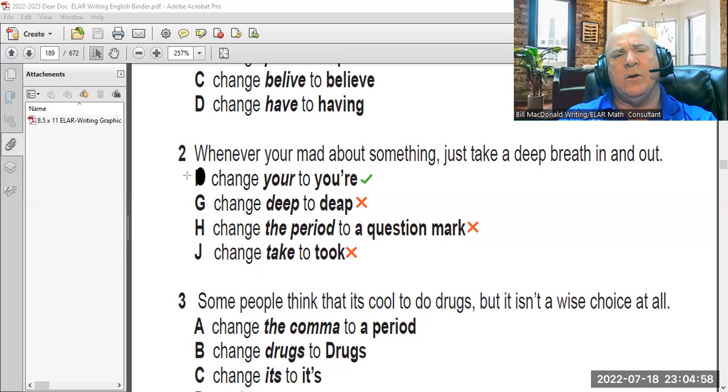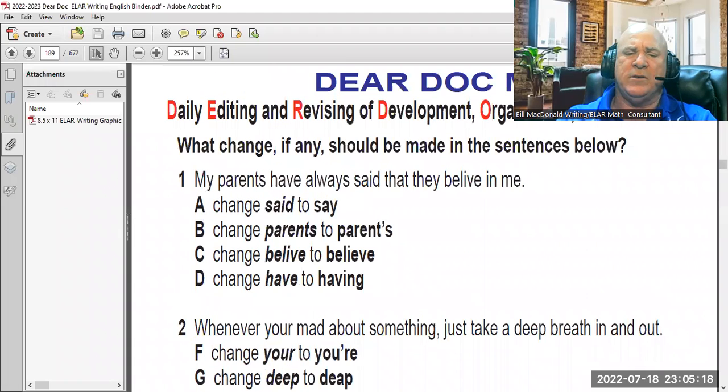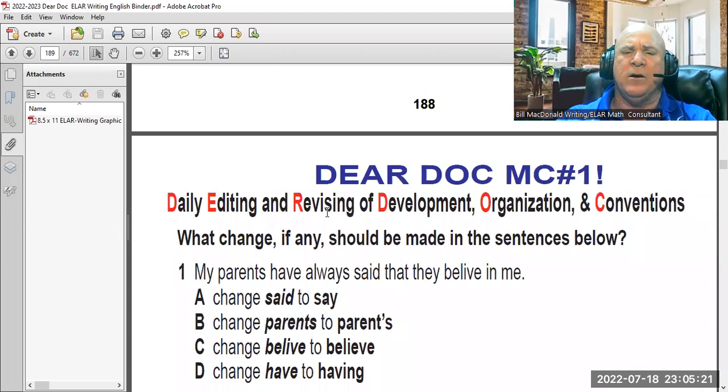So that concludes editing, which was the part one. Our next video will begin the revising, which is when I clear my drawings here. This binder is called Dear Doc for a reason. Basically, it's daily editing and revising of development, organization, and conventions. And ever since the test, the editing and reading was joined. So daily editing, revising / reading of development, organization, and convention.